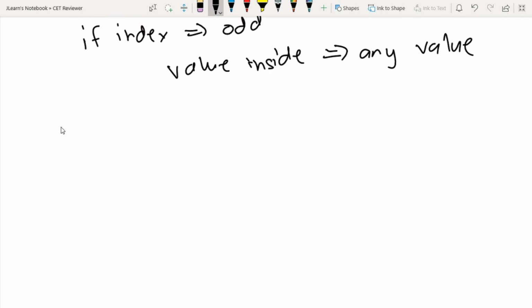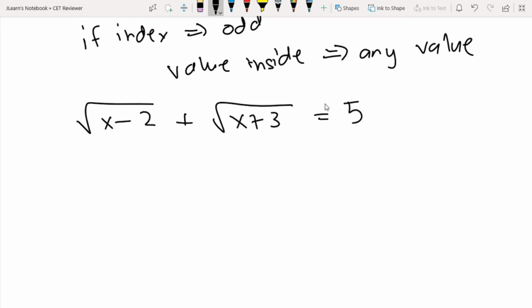So let's try to solve this, no? So kunyari, let's look for the domain of square root of x minus 2 plus square root of x plus 3 is equal to 5. So yung domain, we just check yung domain ng each na mga radicals natin. So we check the domain of this and check the domain of this. Okay? So, ano nga ba yung domain ng square root of x minus 2?